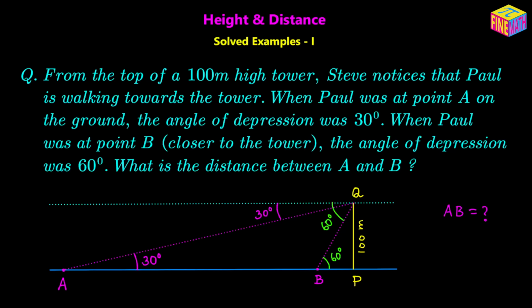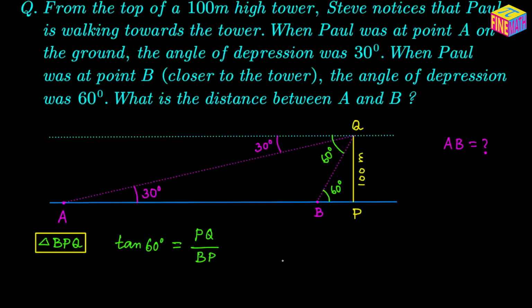Now first I am going to do the tangent of 60 degree from the right triangle BPQ. It can be written as the ratio of PQ over BP, which is opposite over adjacent. And from here we can say then BP will be equal to PQ over tangent of 60 degree. And that can be written as PQ times cotangent of 60 degree. And we know that PQ is equal to 100 meter. So we can say this is 100 times cotangent of 60 degree.